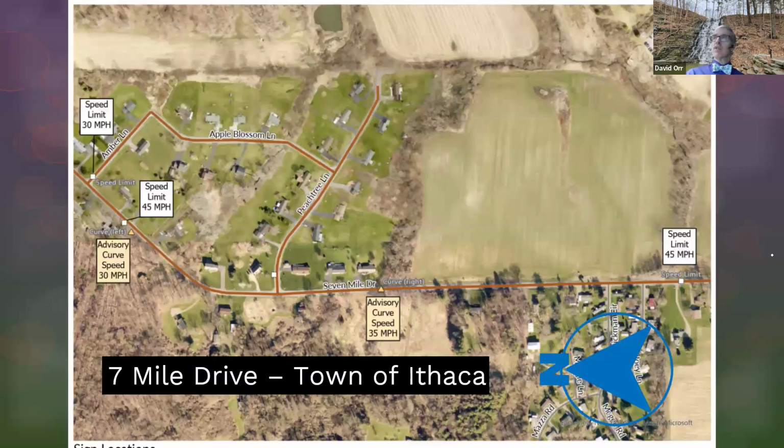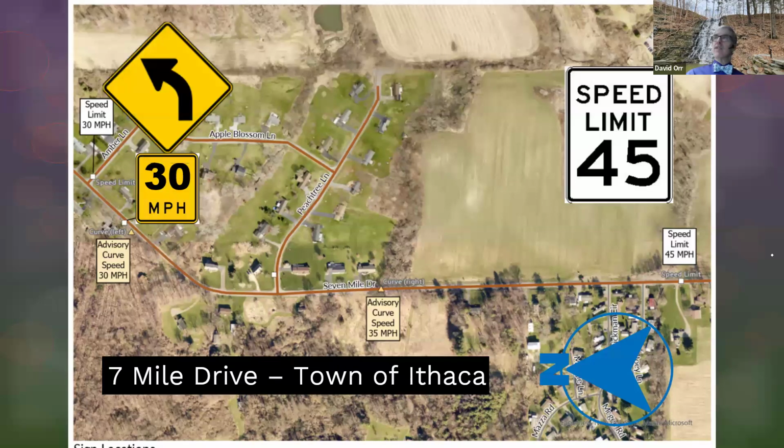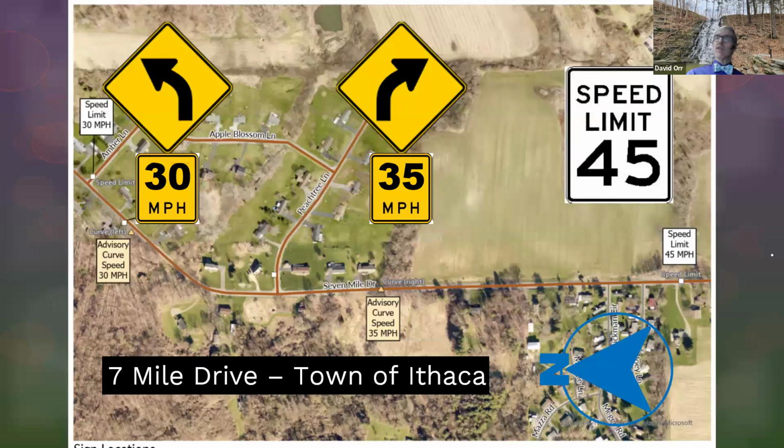We're going to use a particular curve that's right near the town of Ithaca's highway garage on 7 Mile Drive. It's just off to the right. We have a roadway that's got a 45-mile-an-hour speed limit. If you're coming from the north, because you can see north is to the left, there's a 30-mile-an-hour left curve, okay? And then going to the right, there's a 35-mile-an-hour right curve, okay? So let's go through and see if we like this signage, okay? So let's look at the 5 methods.